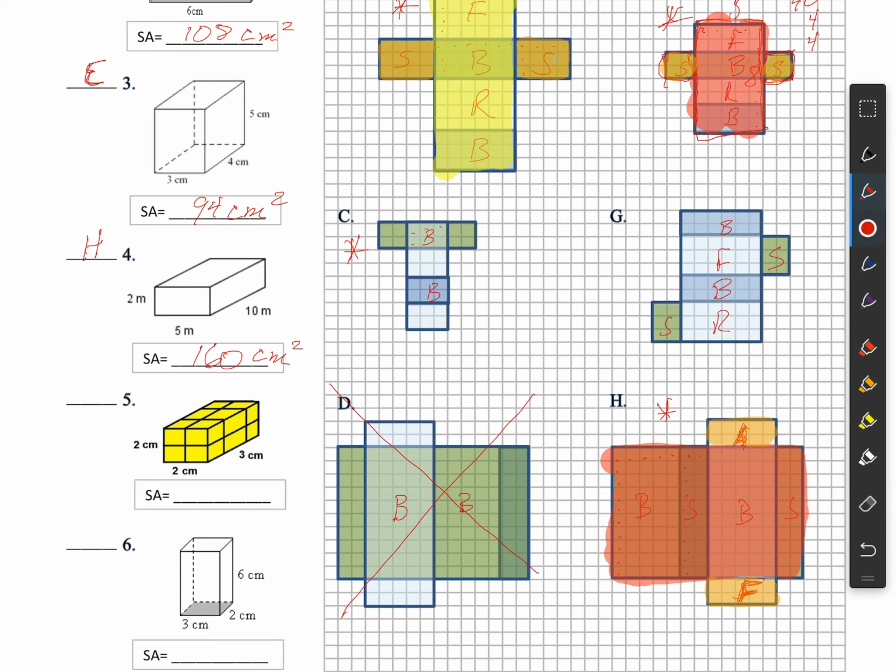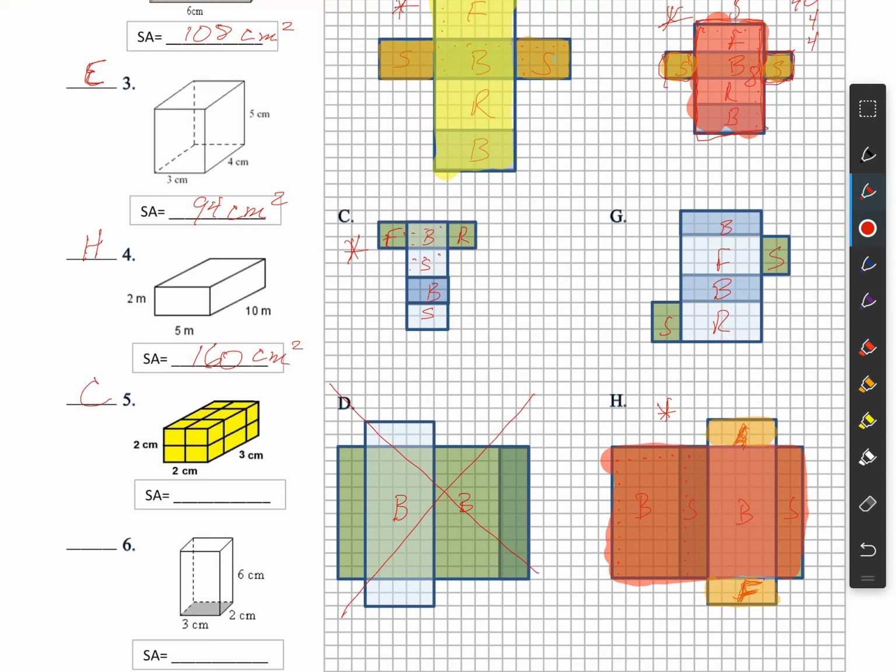And now we're going to call this our front and rear and our sides. Again, it still has to match what we have, but let's see if that works. So we still have a base of 2 by 3, so that checks out. Okay, we have a front and a rear of 2 by 2, that checks out. And we have to have now sides that are 2 by 3. And that checks out. All right, so now we know we have a match, and that's C.